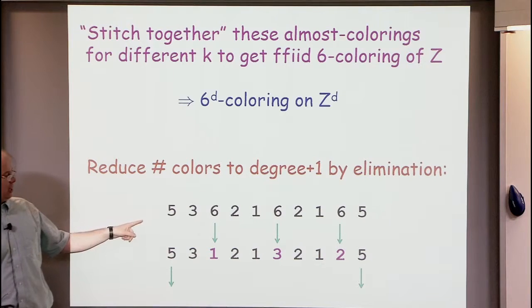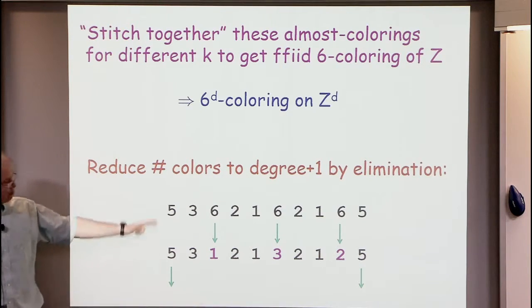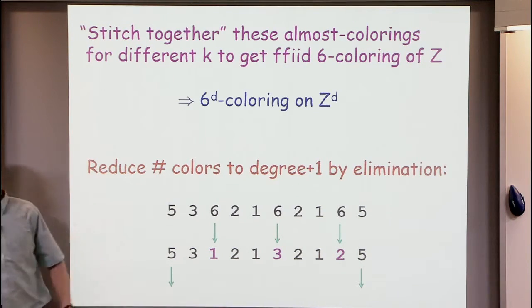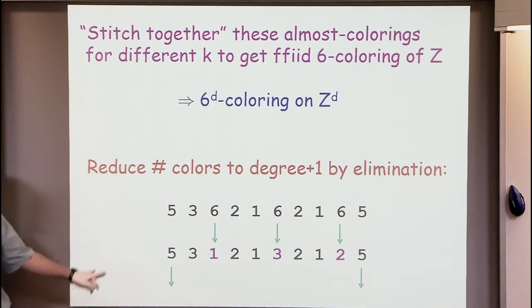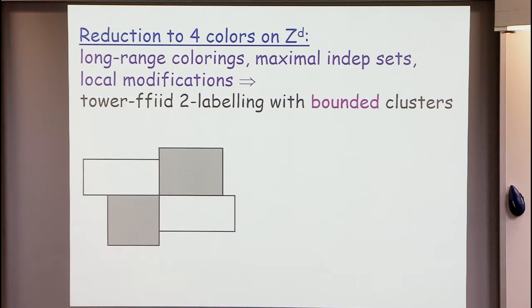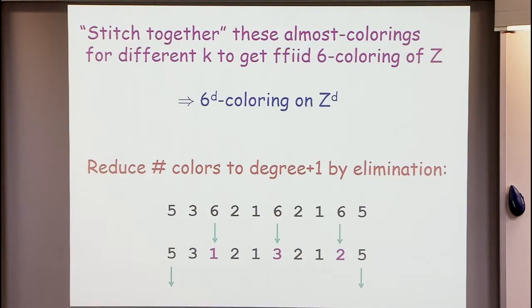And I can keep on doing that until I have 3 colors, or in general, for a general graph, the degree plus 1. Because I have 2 neighbors, so I might need 3 colors to do this. And then, right, so that already tells you on Z you can 3-color with the tower function, which is one of the things I claimed. And on Z^2 it tells you can do it with 5 colors. And I claimed you can do it with 4 colors.